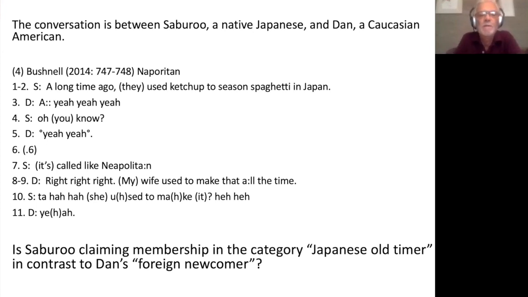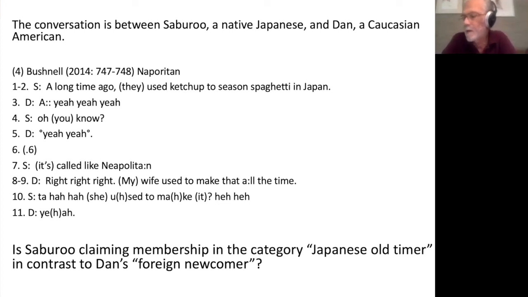Okay, so my question here is: is Saburo claiming membership in the category Japanese old timer, in contrast to Dan's foreign newcomer, which is the analysis that Bushnell gives us? He says that Saburo can be heard to be claiming membership in the category Japanese old timer. And he tries to establish that this is the way that the participants themselves see the matter.